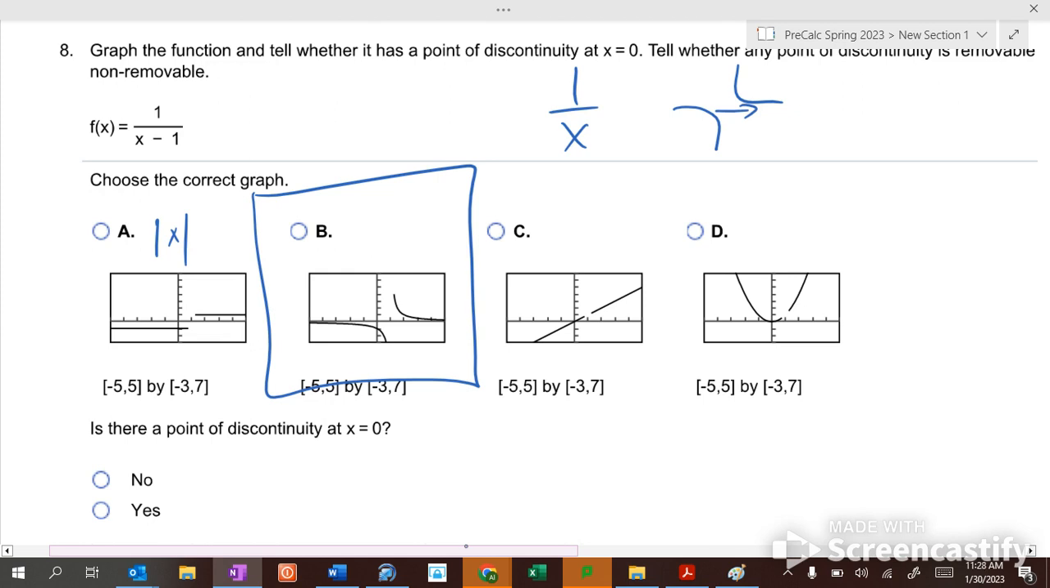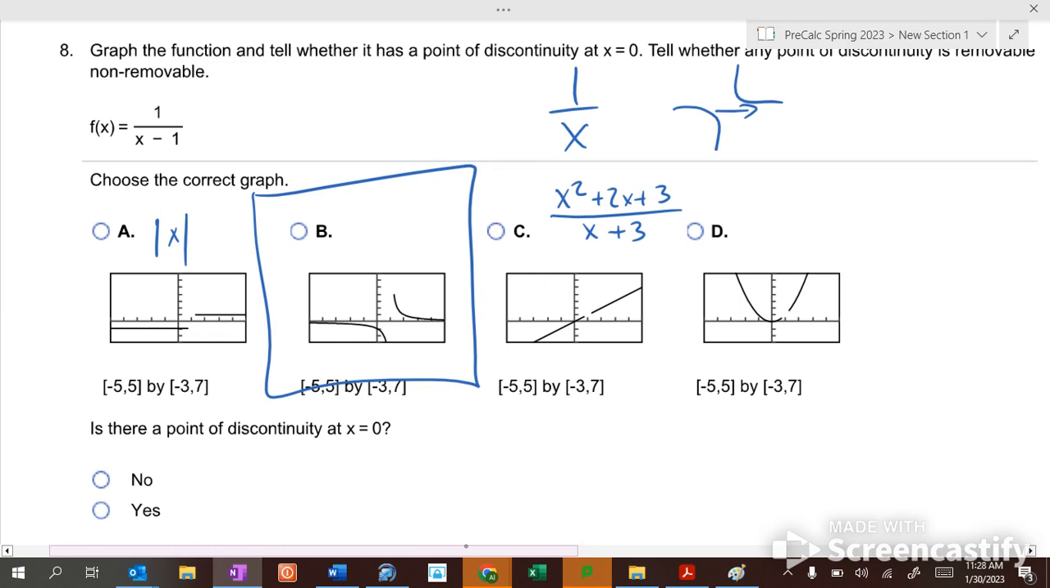C would be like x squared plus 2x plus 3 divided by x plus 3, where things would cancel out. And then this would be a third power divided by x. So it is choice B.